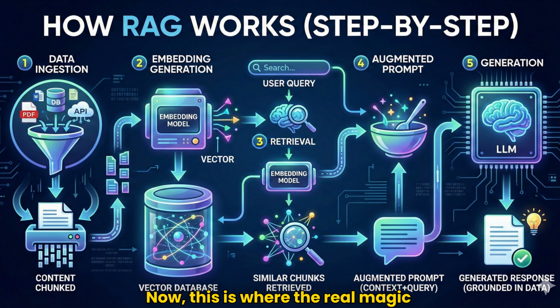Next, step 2 is embedding. Now, this is where the real magic happens. Each one of those text chunks gets converted into a string of numbers, a vector. Think of it like a unique digital fingerprint for the meaning of that text. Then comes step 3, retrieval. When you ask a question, the system searches for the text chunks whose fingerprints are the closest match to your question's fingerprint. Step 4 is augmentation.